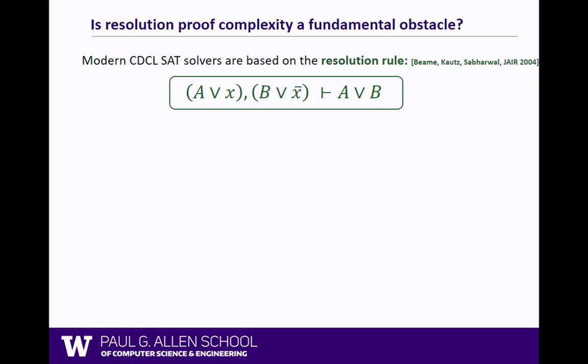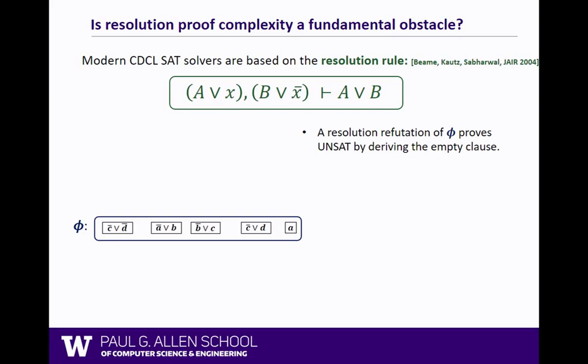To explain what a fundamental barrier might be, we need to turn to resolution proof complexity. So our modern SAT solvers are based on this resolution rule, which takes two clauses, one with a variable and the other with its negation, and produces a new clause accordingly. And using this rule, we can prove that a given Boolean formula is unsatisfiable if we can apply this rule over and over and derive the empty clause.